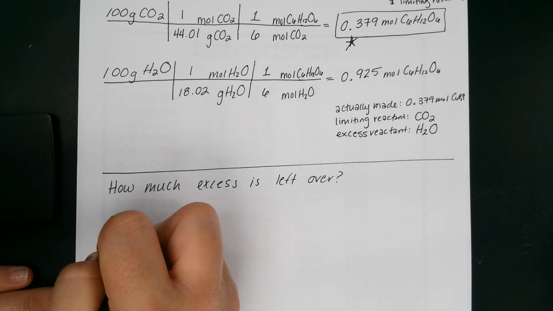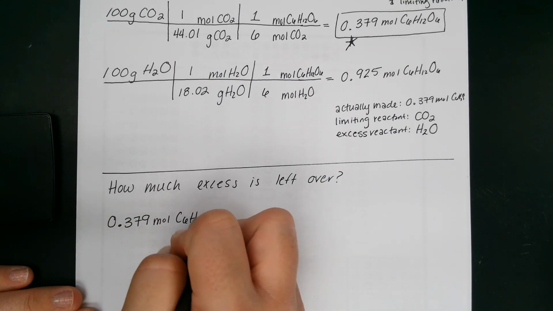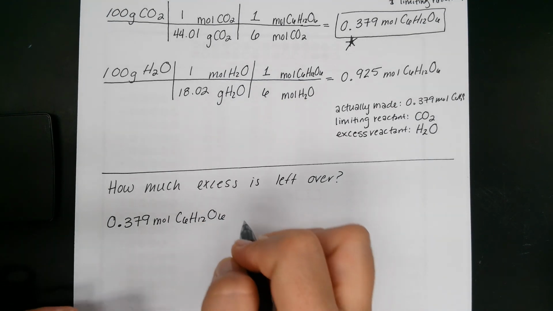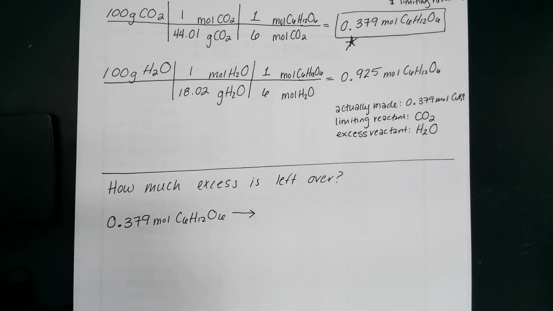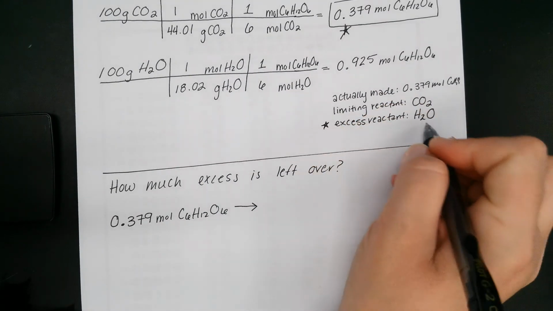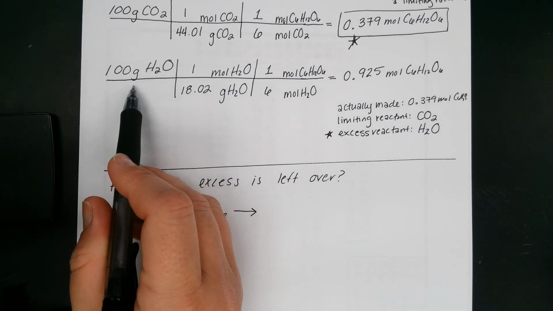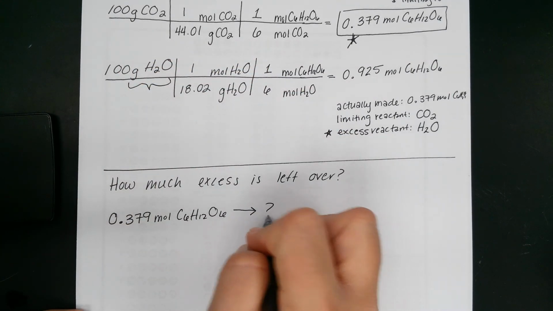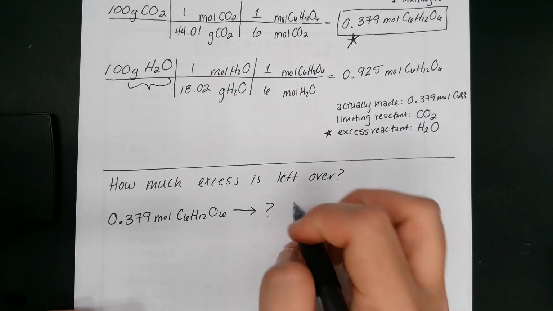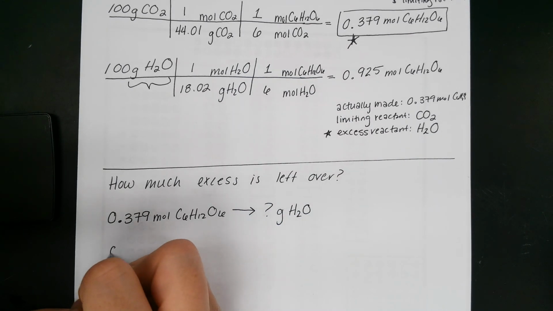So you go from 0.379 moles of C6H12O6, and you're going to convert it to the unit and compound of your excess reactant. Our excess reactant is water, and water was originally given to us in grams, which means we're going to convert it to grams of water. So it's the same unit and the same compound as your excess reactant. That's how we got grams of water. So we start with our given.